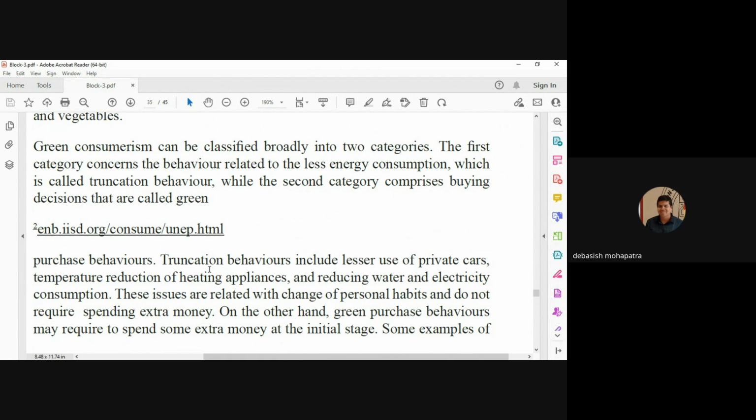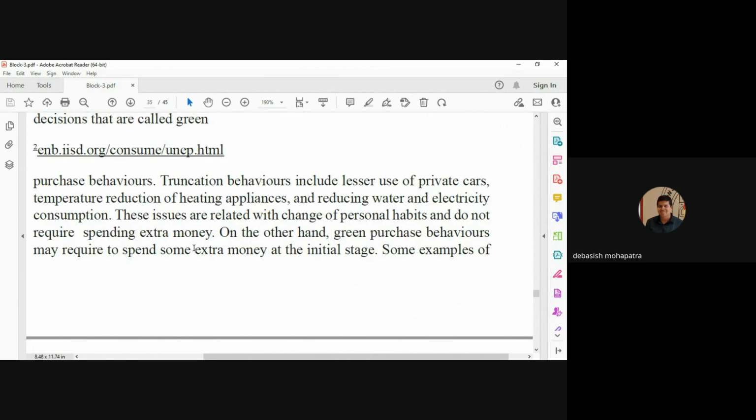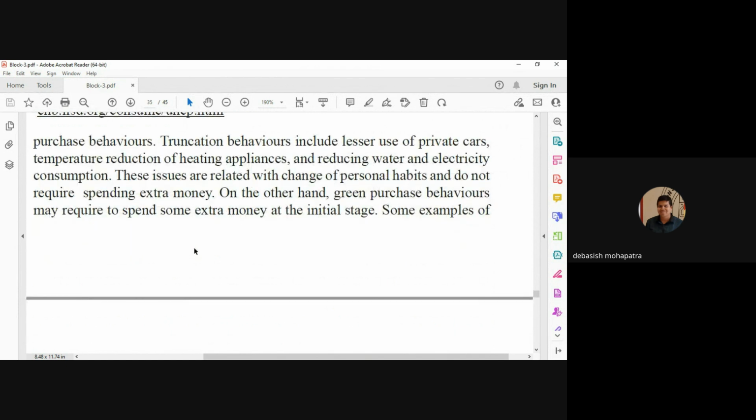Two categories. The first category concerns behavior related to less energy consumption, which is called curtailment behavior, while the second category comprises buying decisions that are called green purchase behavior. Curtailment behavior includes lesser use of private cars, temporary reduction of heating appliances, and reducing water and electrical consumption. These issues are related to changes of personal habits that do not require spending extra money. On the other hand, green purchase behavior may require spending some extra money at the initial stage.